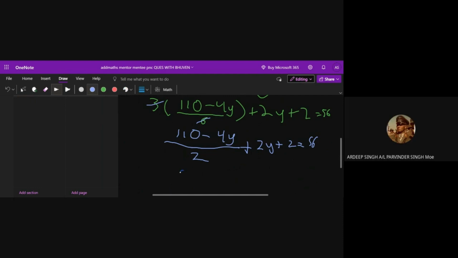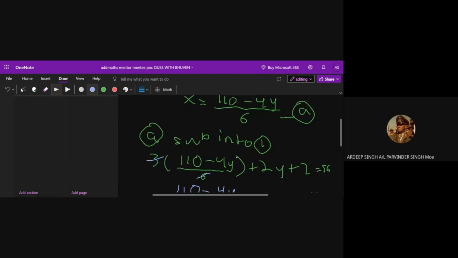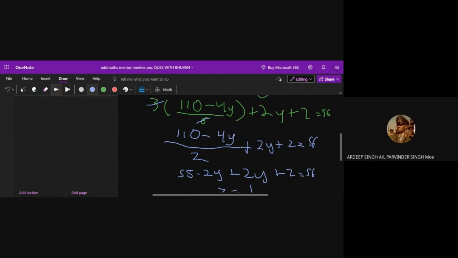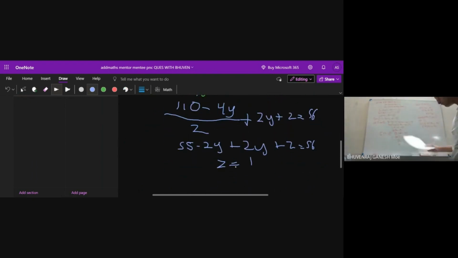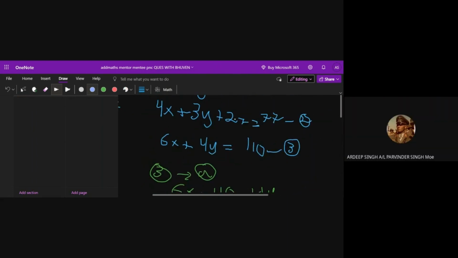So you understand? Yeah. So the answer is 55 minus 2y, because we divide both terms by 2. Plus 2y plus z equals 56. Now the 2y can cancel with the 2y, so we get z equals 1. In the first equation I got z equals 1. Correct, z is 1.